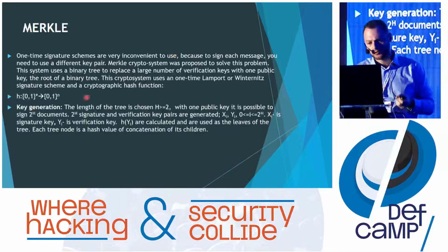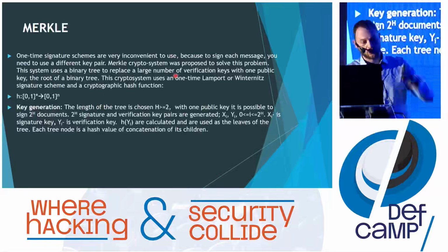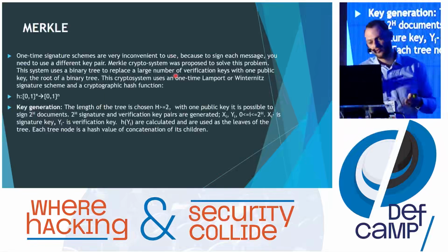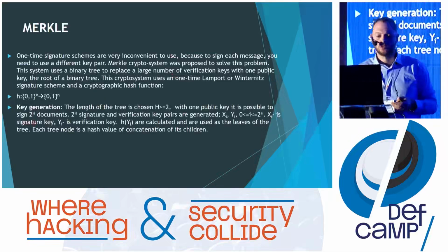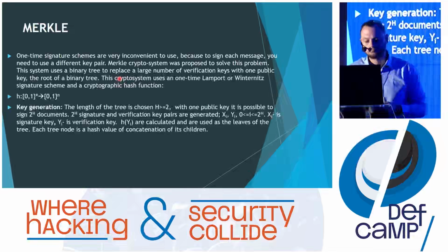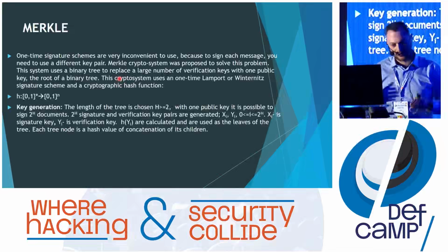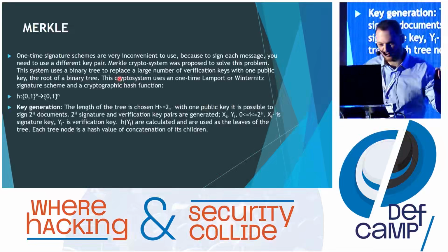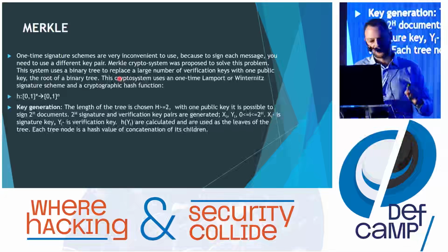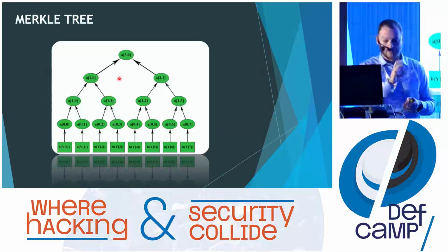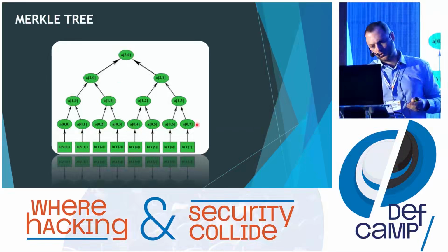Okay, how does it work? The height of the tree is chosen to be h, which is more than 2, and with one public key it is possible to sign 2 to the h documents. The signature and verification keys are generated in the same way as I described. Afterwards the hash values of the verification keys are calculated, and we get the nodes of the tree.